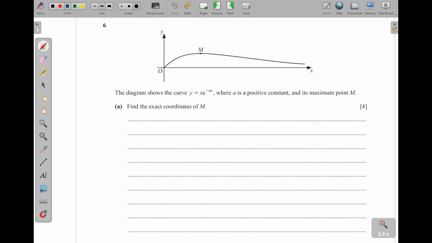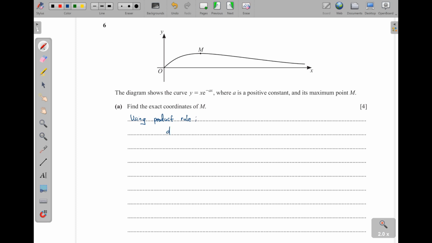Now, the fact that they have given us the nature of the point, it is a maximum, it is a stationary point. And for stationary points, dy/dx is equal to 0. And this one here is a product of two functions, so we are going to use the product rule.